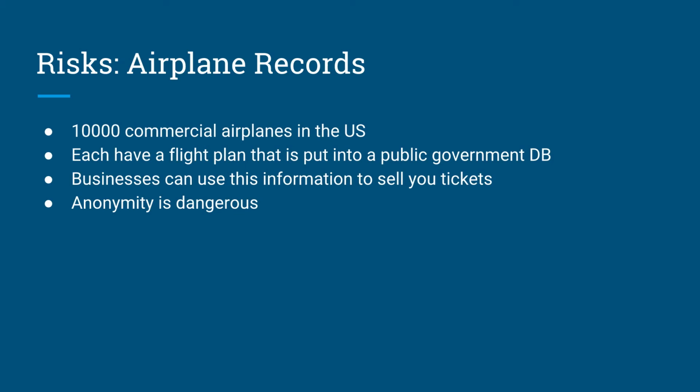Another example we have here is airplane records. Now, there are 10,000 commercial airplanes in the U.S. Ballpark figure. That's what the book said. Each one of these has a flight plan, and a flight plan is where the plane is going, when it is going, when it is going to arrive, this kind of thing. And these flight plans are often merged with aircraft registration records, which, by the way, both of these are public government databases. Anyone can look at them.